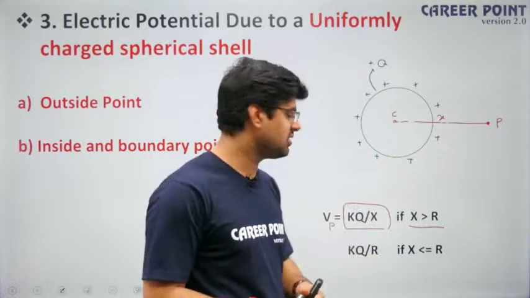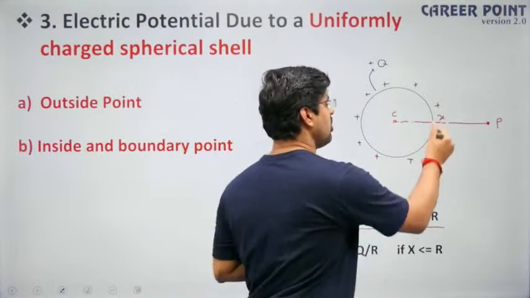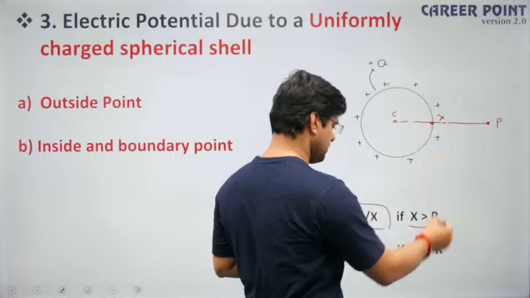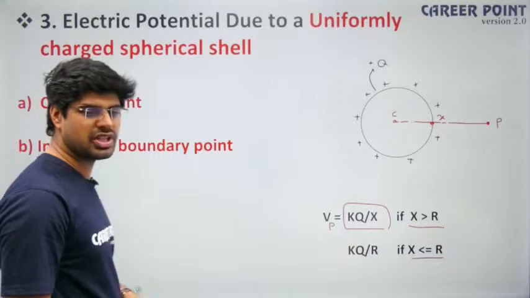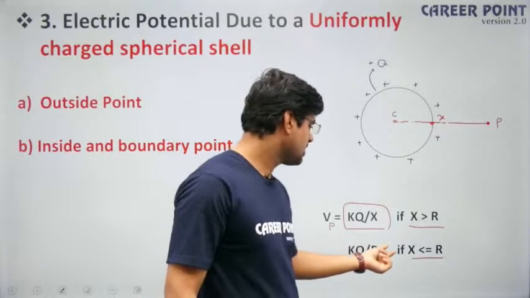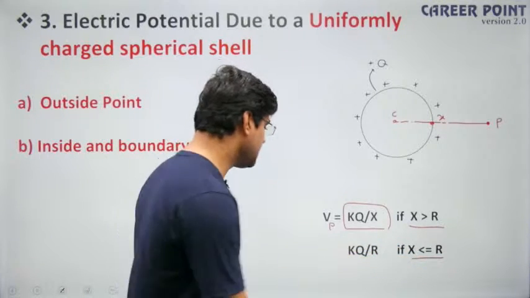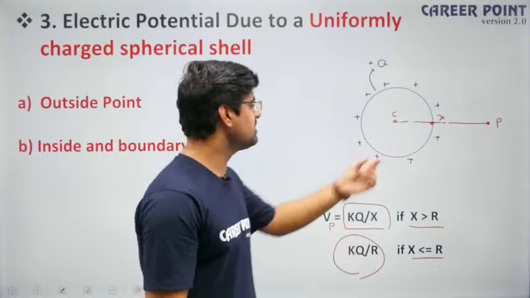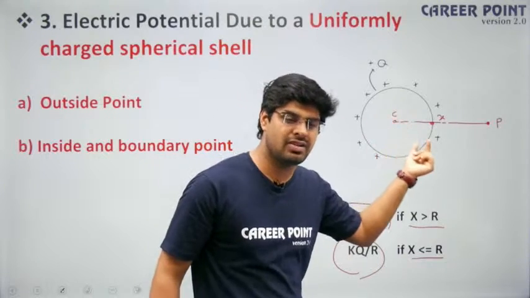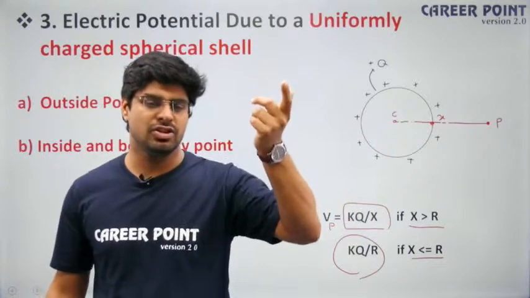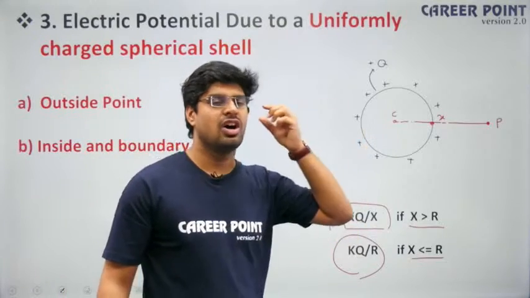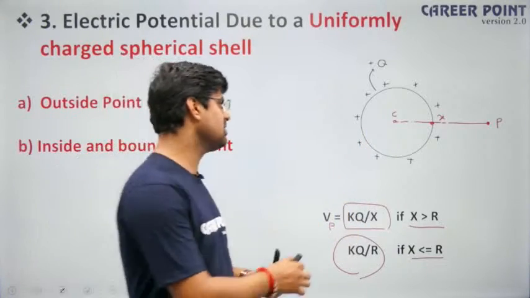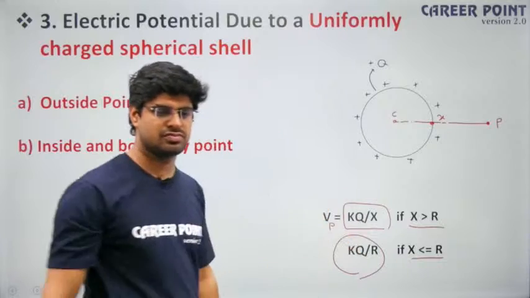Suppose we are considering a point which is present on the surface or inside. The potential will be kQ/r only. Now you might be thinking that inside no charge is present, so how can potential be there? Your mind might tell you, if no charge is present inside, how are you saying that potential inside will have some value?